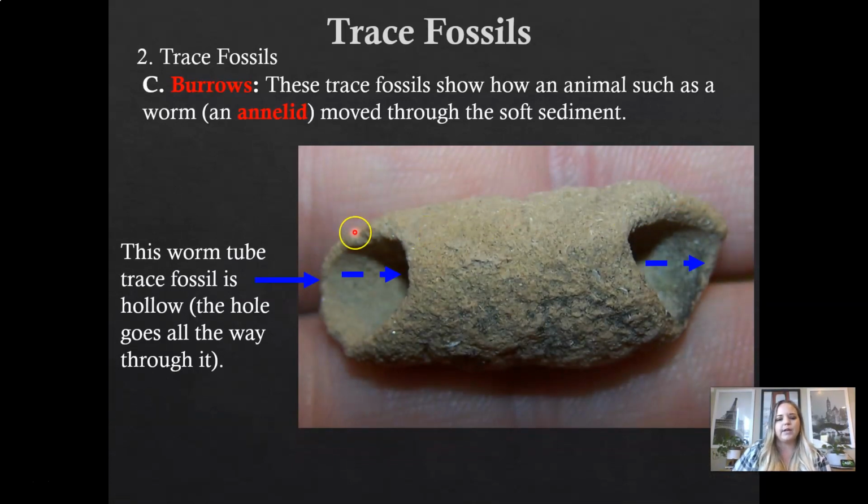The next one we're going to look at is burrows. So burrows occur when you have some sort of worm type of creature that is basically burrowing, wiggling their way through sand and mud. Eventually, those can be preserved, and if they are preserved, we call them burrows, and they tell us something about how a particular species might have lived.